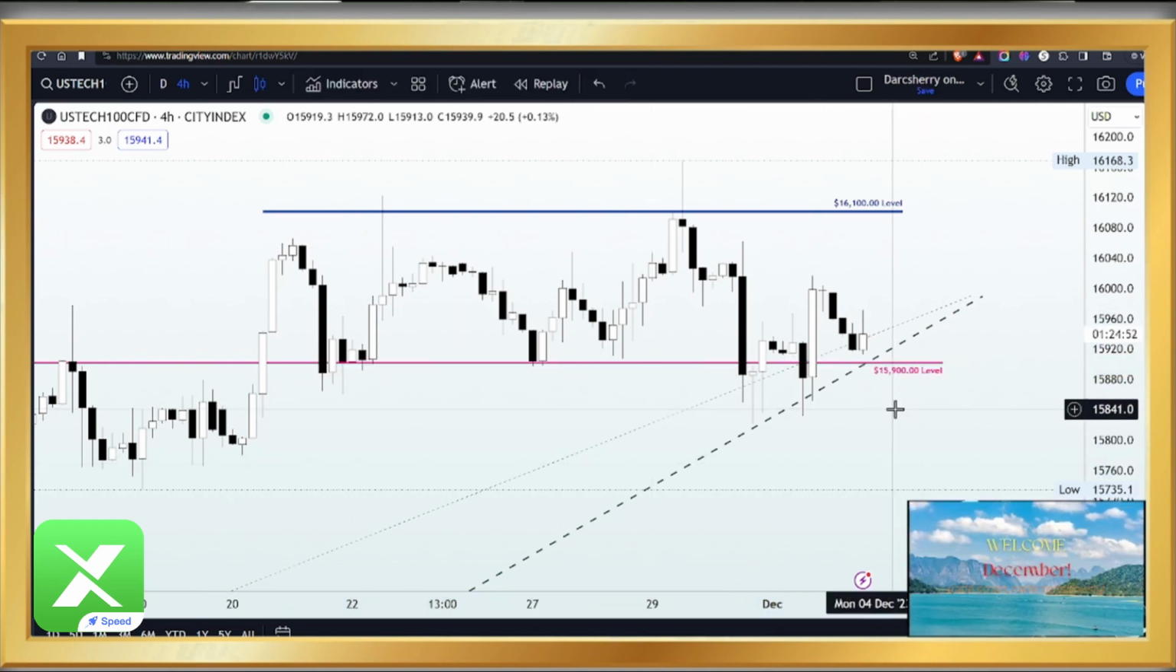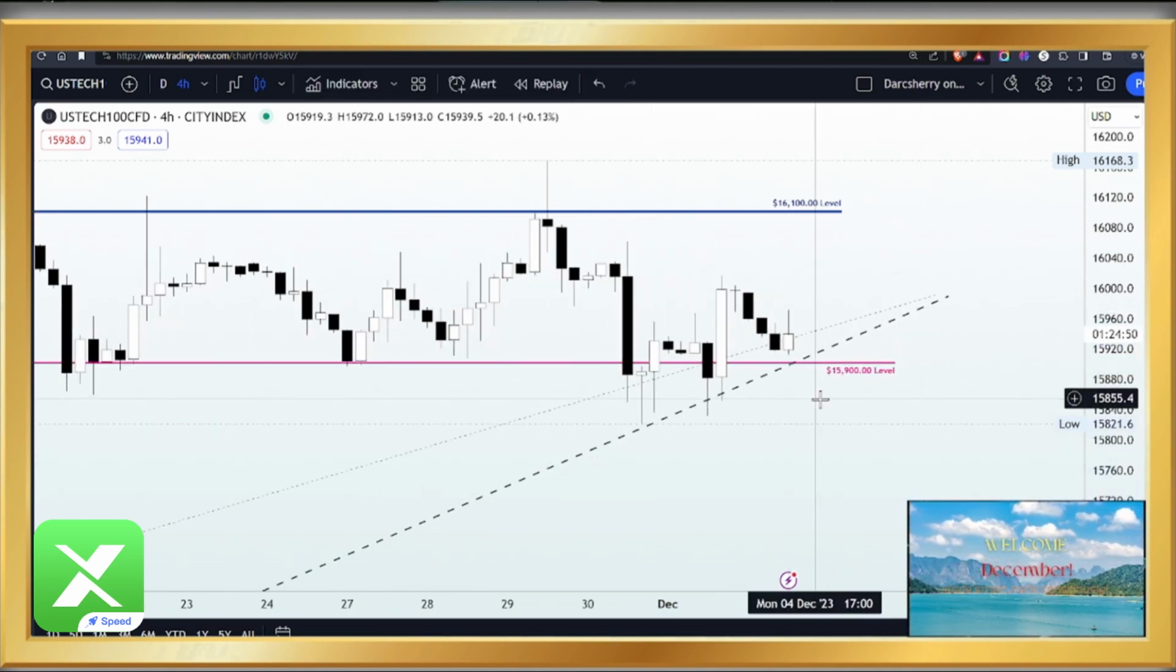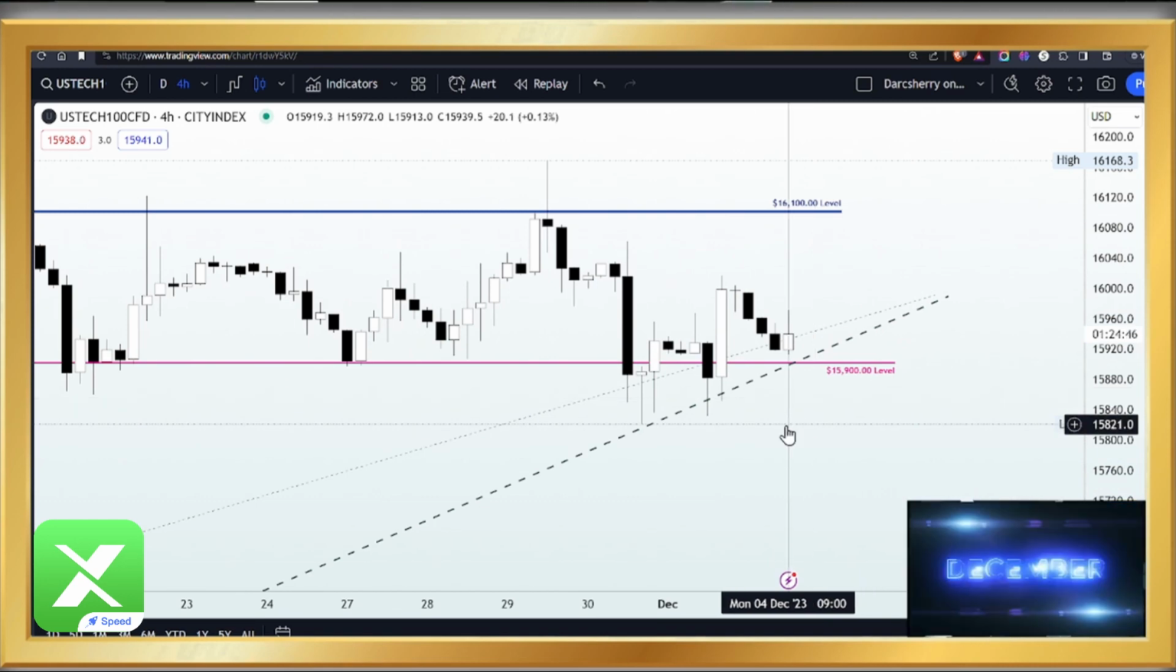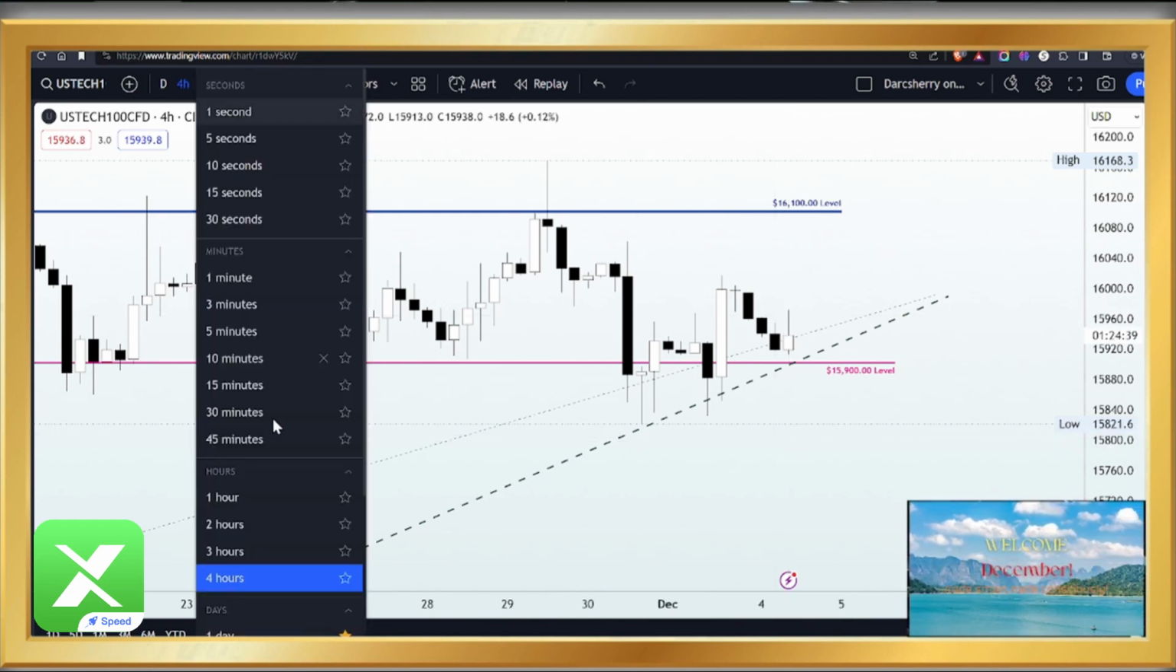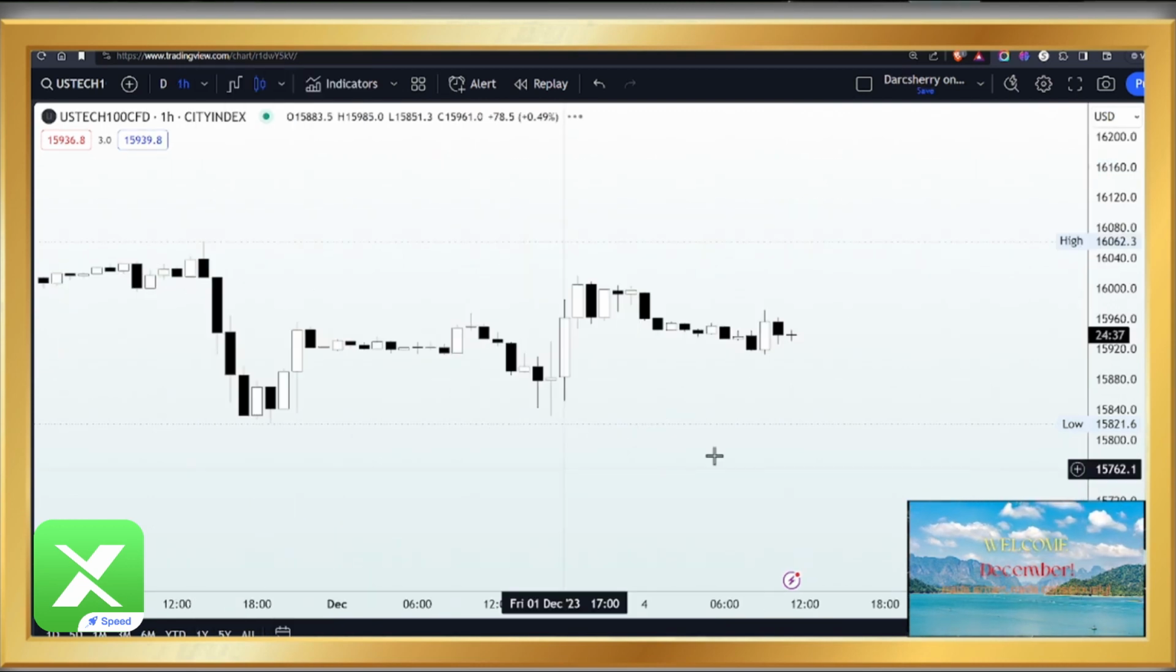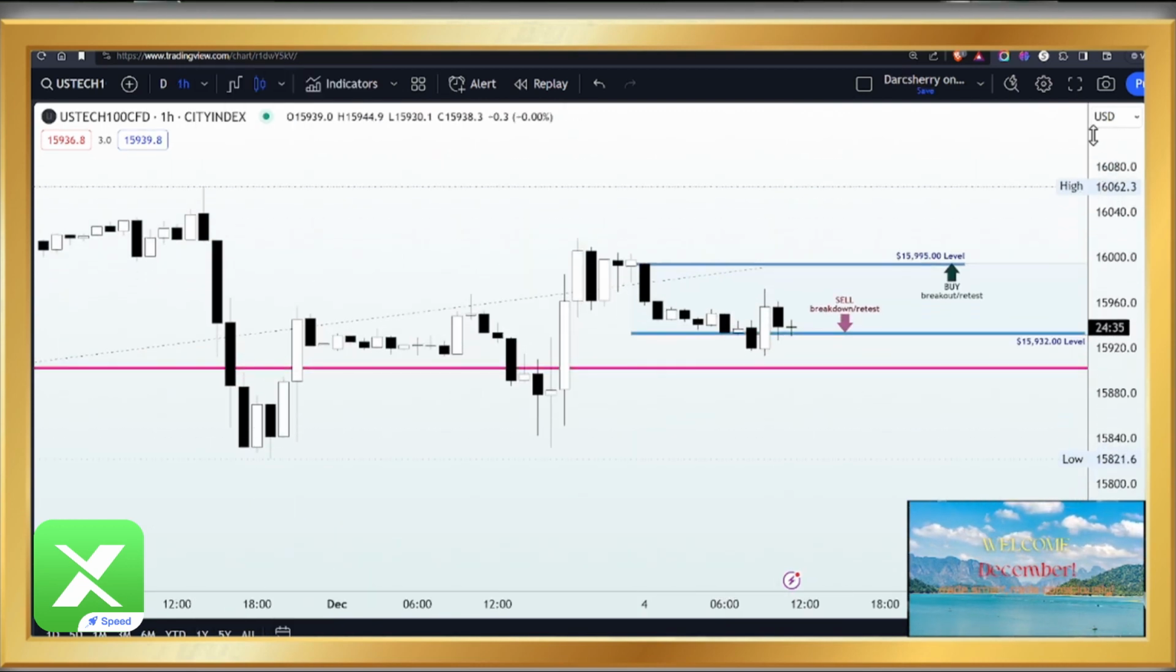Now, with the crucial juncture we have right now, let's scale down into the lower time frame so we can see how our participants in this market have been reacting to this current market structure. Now, scaling down into the 1 hour time frame, we begin to see things more clearly.